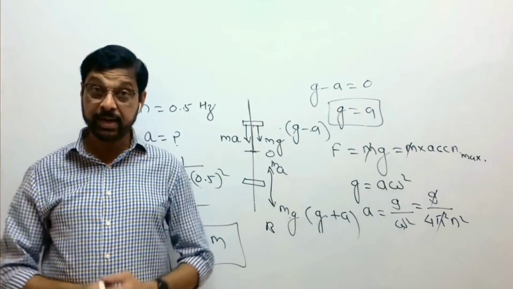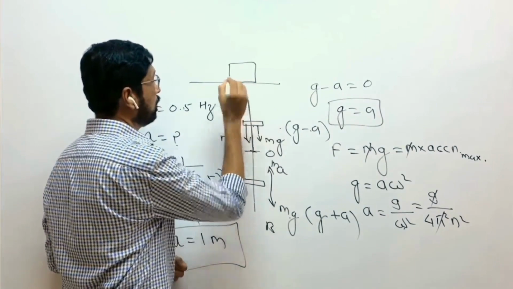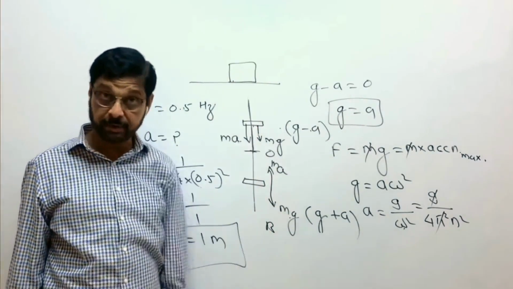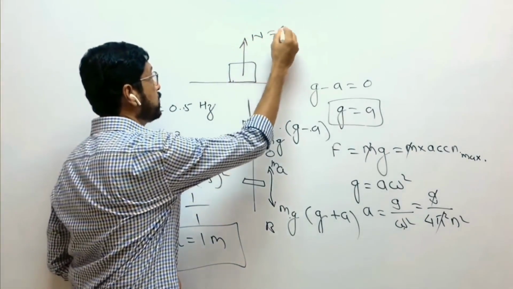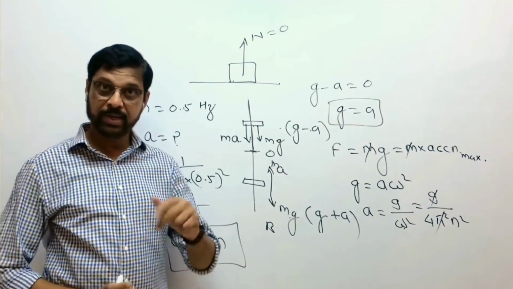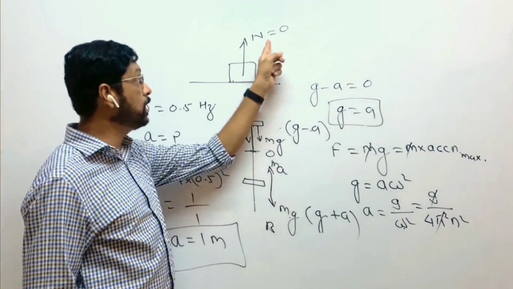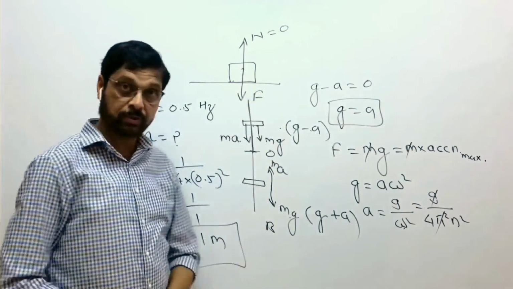So what is the hint here? Any object kept on a surface, when does it leave the surface? It leaves the surface when the normal reaction becomes equal to 0. When the reaction is 0, at that time it will leave the surface. And when will the reaction be equal to 0? When it is equal to the downward force.